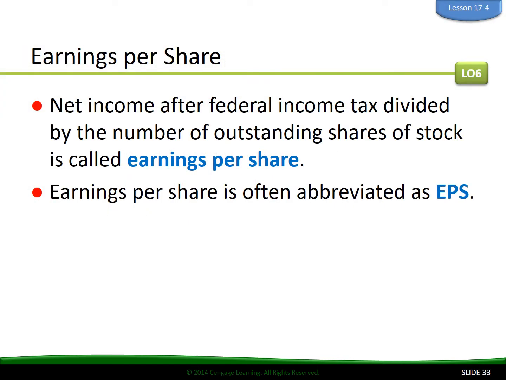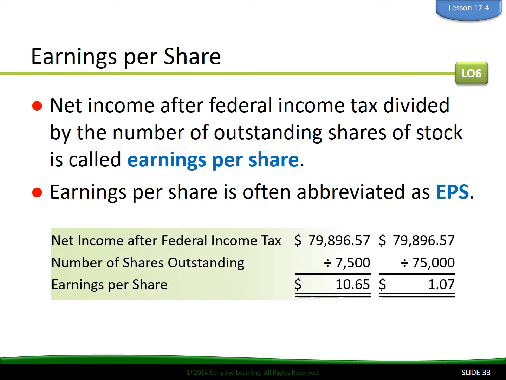Earnings per share is the net income after federal income tax divided by the number of outstanding shares of stock. So earnings per share. EPS is just the acronym for it. So net income after federal income tax would be, for example, $79,896.57 divided by however many shares you have. So let's say that's 7,500 shares. Divide that all together. The earnings per share would be $10.65. Or if there's 75,000 shares on the right-hand side, that would be $1.07. You have to round up.